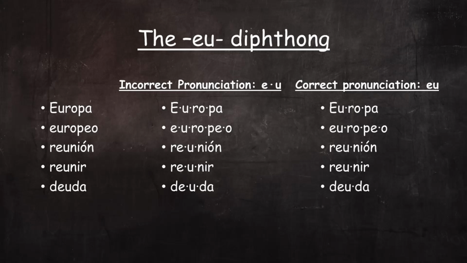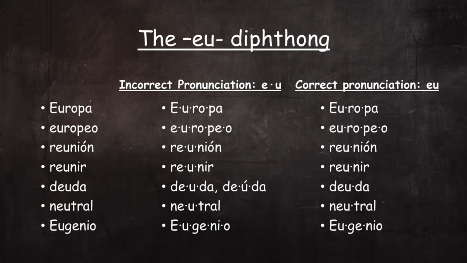Deuda, deuda. This is one where I've even heard students say deuda. It's not deuda or deuda, but deuda. Neutral, neutral. Eugenio, Eugenio.